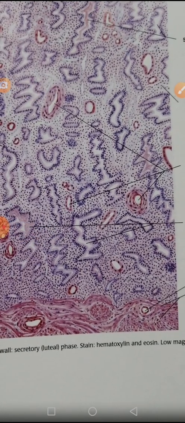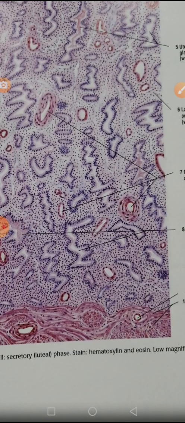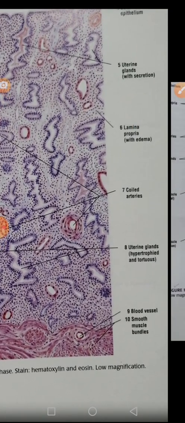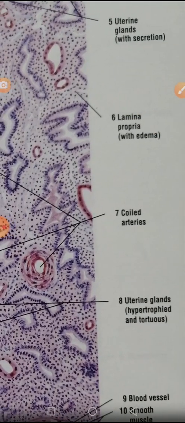The myometrium has not been shown because there isn't any change over there. Again, you can see the coiled arteries. You can see the uterine glands, and it is represented that they've both hypertrophied and they've become tortuous. And the lamina propria is seen, and it is mentioned with edema because at the end of the secretory phase, the lamina propria has become edematous.